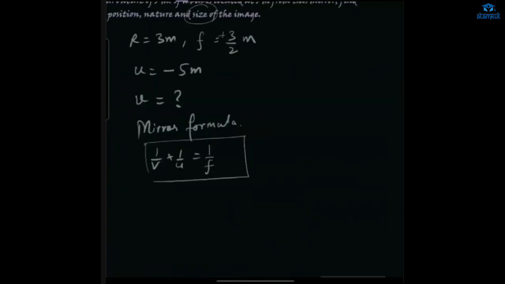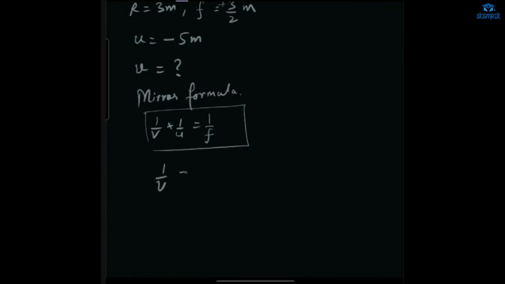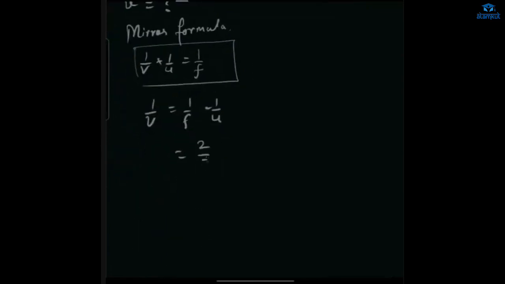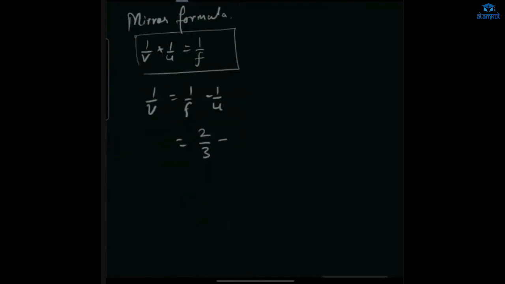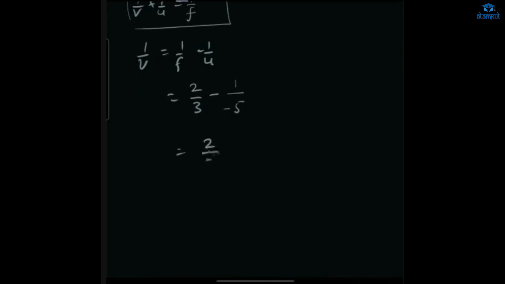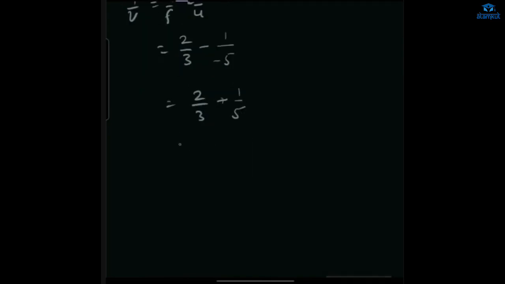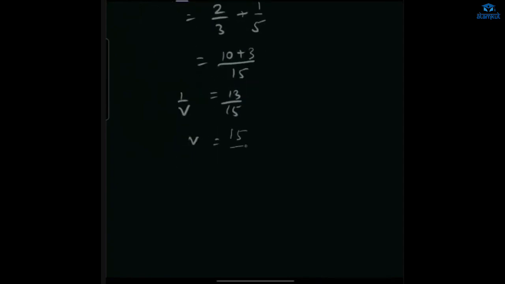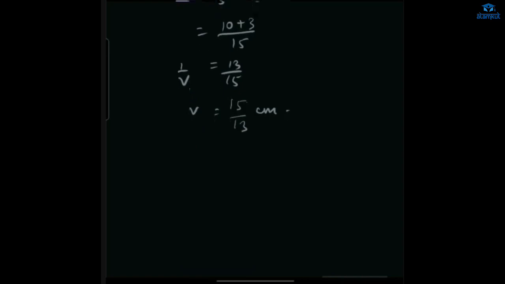We have to know about v, so 1 by v is 1 by f minus 1 by u. Rearranging this formula, f is 3 by 2, so 1 by f will be 2 by 3. Okay, 1 by u, that is 1 by minus 5, so it will be minus. So 2 by 3 plus 1 by 5. What will it be? 10 plus 3 upon 15, so 13 by 15. So this is 1 by v, so v will be 15 by 13. Okay, this is what we have got as v, the image distance.